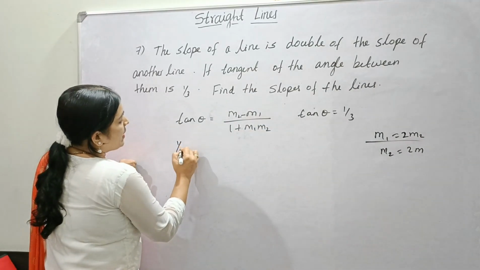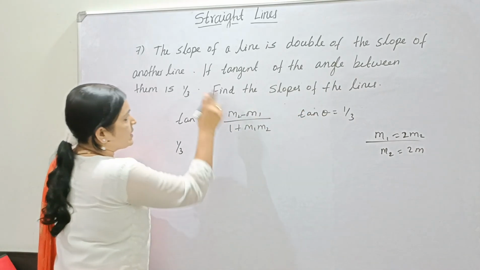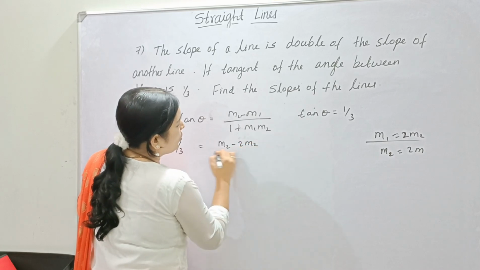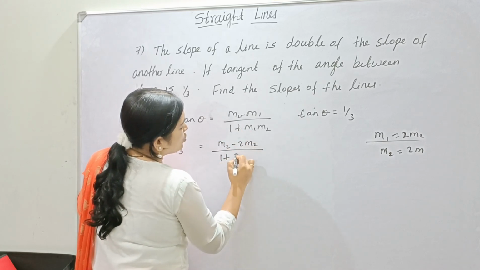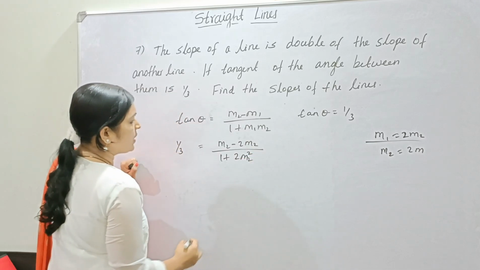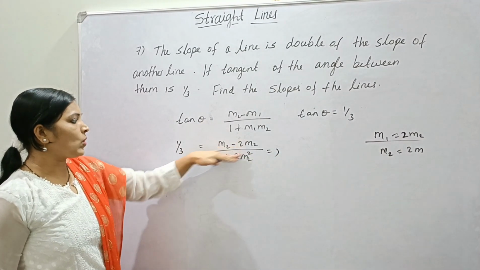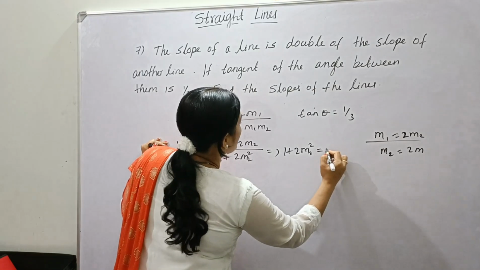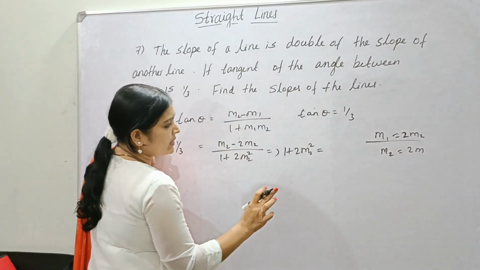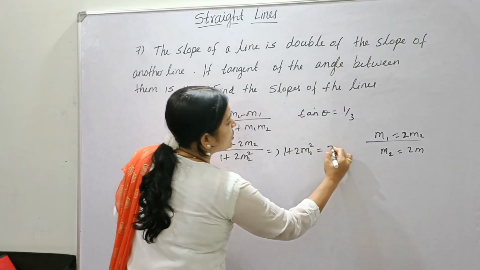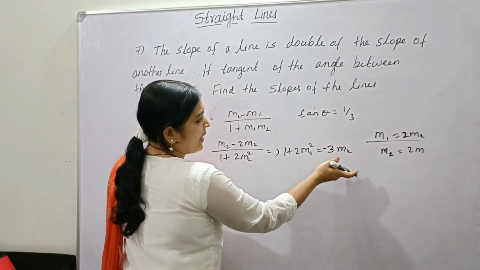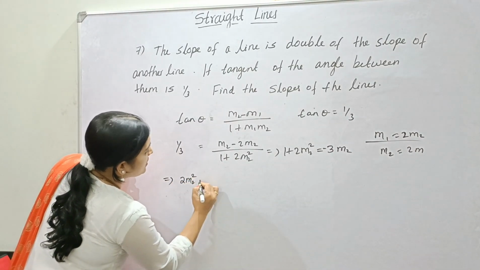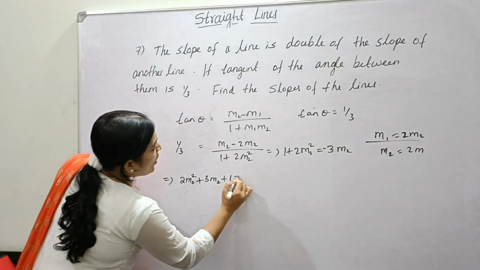So tan theta, substitute tan theta value, that is 1 by 3, it is given. m2 minus m1 is 2m2 divided by 1 plus m1 is 2m2 into m2, 2m2 square. This implies cross multiply, okay? So 1 plus 2m2 square is equal to m2 minus 2m2 is minus m2 and into 3, so minus 3m2. Take minus 3m2 left side, so the equation will become 2m2 square plus 3m2 plus 1 is equal to 0.